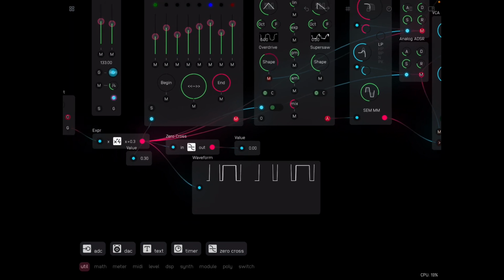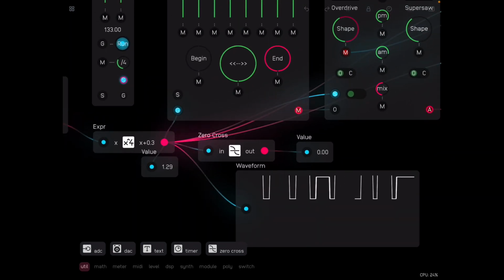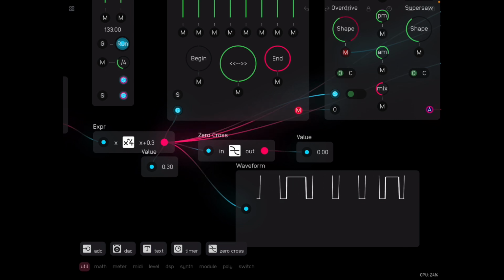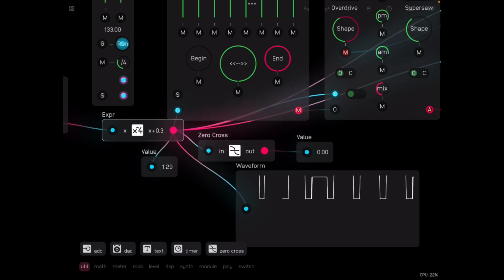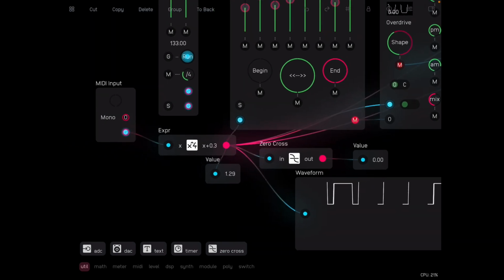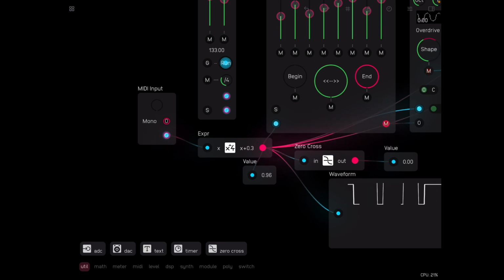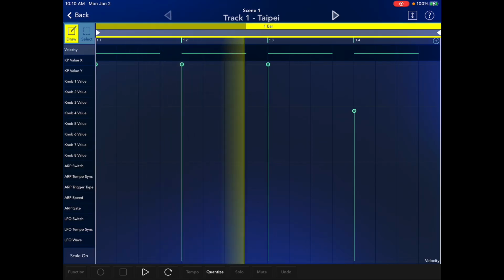So zoom in on the tile, the node expression, the expression node, and you can see it's the value in plus 0.3. And I did that, just showing the node there, because I had not knowingly reduced the velocity there. So I'm going to go back in, have a look at the velocity, and show that makes a difference.